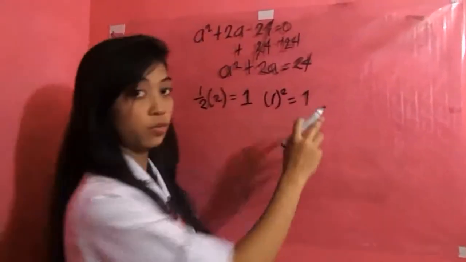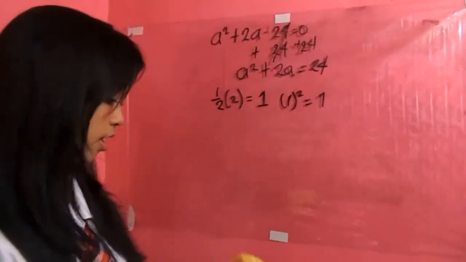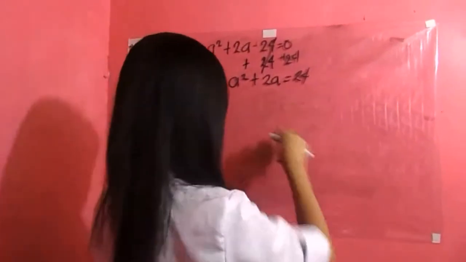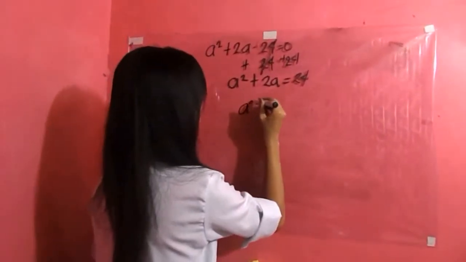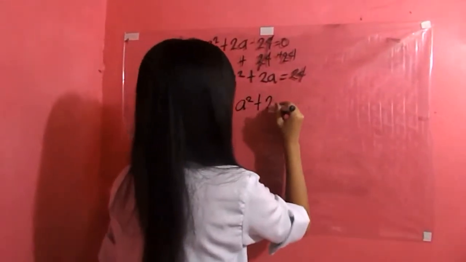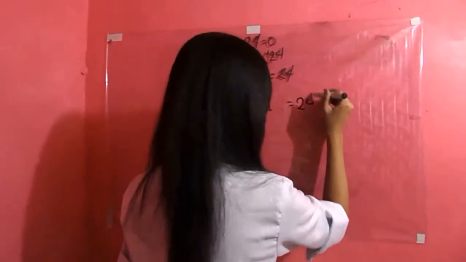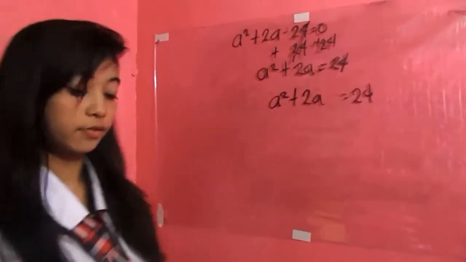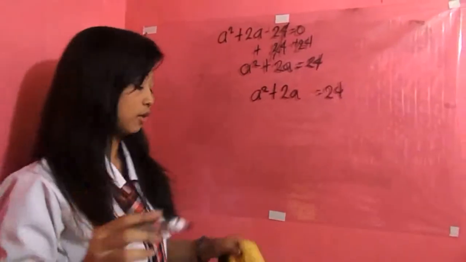Square root of 1 is equal to 1. And this is going to be a squared plus 2a equals 24. The half of the number in front of a was added on the right side.